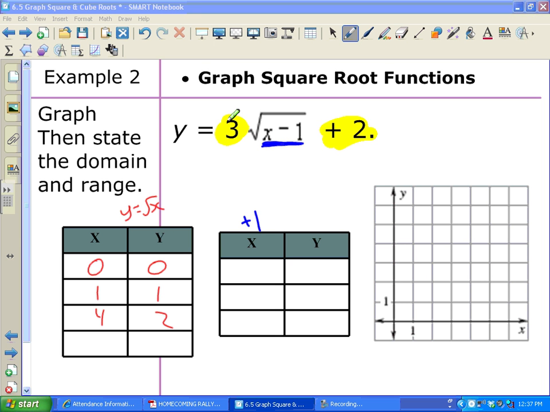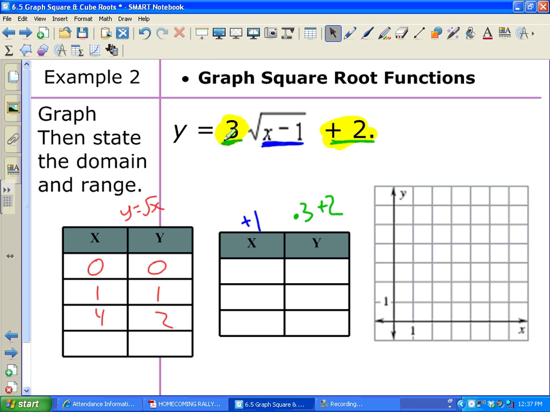You follow the rules of PEMDAS. Multiply by 3, add 2. So our change for y is going to be multiply by 3, add 2. Again, notice that we're getting a little bit more change in this function from the parent.